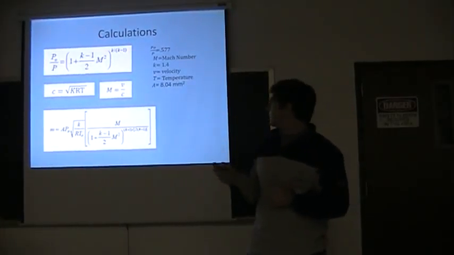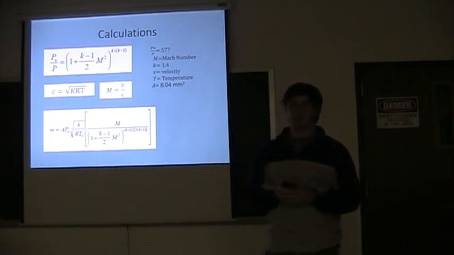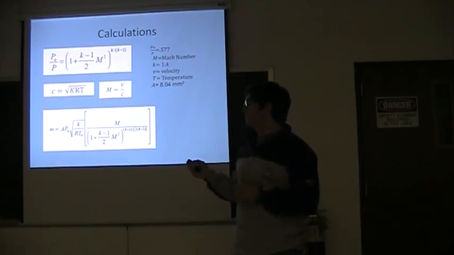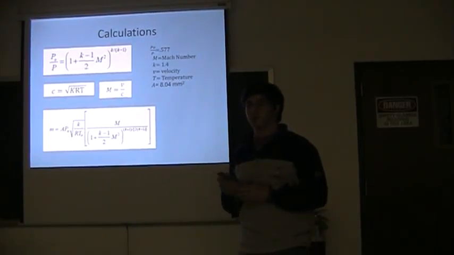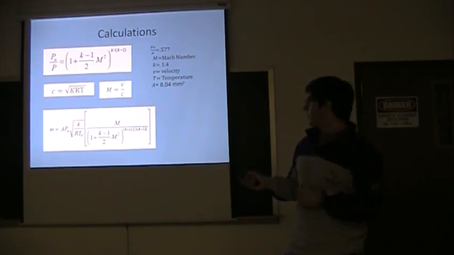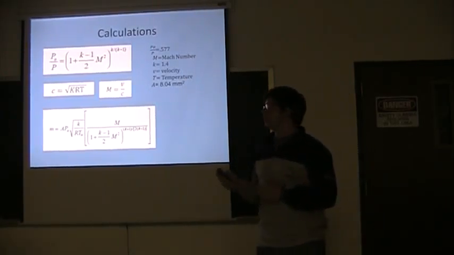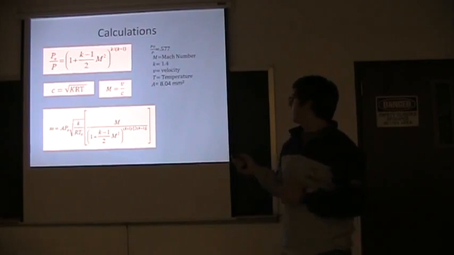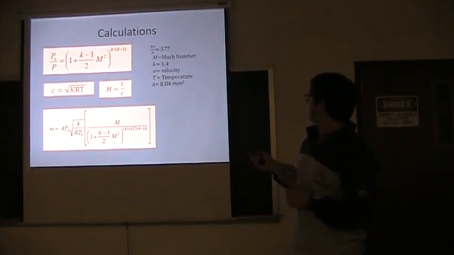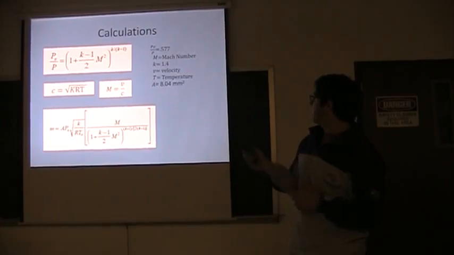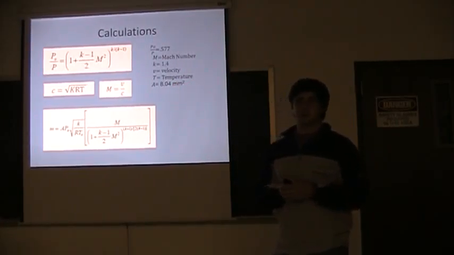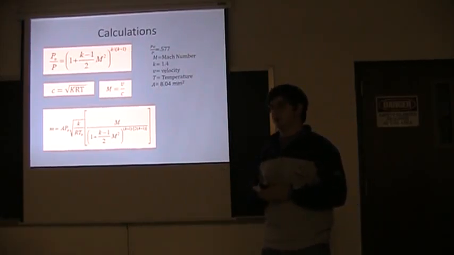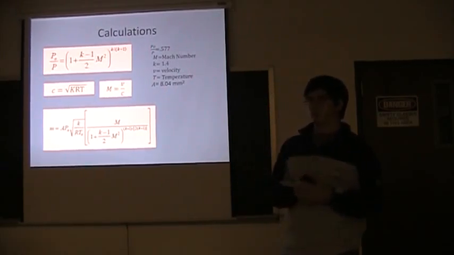So these are my calculations. Using these 4 equations, I was able to determine what the Mach number would be, assuming it was choked. What the speed would be, using these 2 equations, the speed of the steam going through upstream, and then eventually finding the mass flow rate for the steam using this equation. I used 0.577 as indicated in the lab manual, and K 1.4, and the area given was a 3.2 millimeter diameter, so divided by 2 for radius, squared it, multiplied times pi, and I got 8.04 millimeters squared.